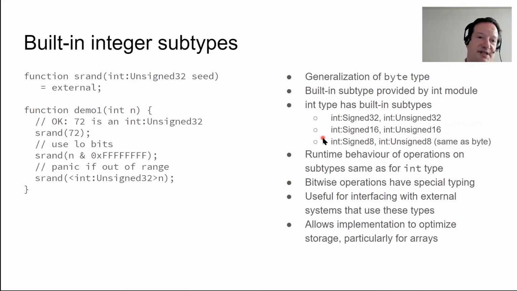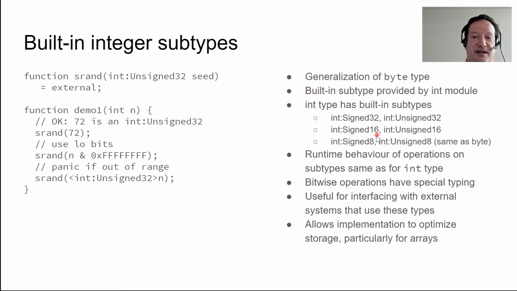Another feature that is particularly useful for interfacing with external code is this concept of built-in integer subtypes. We only have one int type, and that int type is a 64-bit signed type. But the outside world code that we need to work with uses a bunch of different integer types, and we have to work with that code. In the Lang library, the int module defines a bunch of built-in types that you can reference like this.